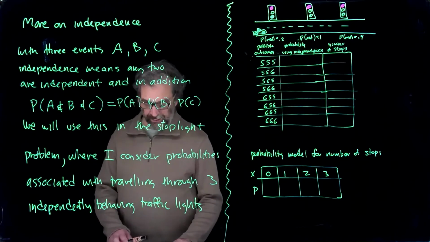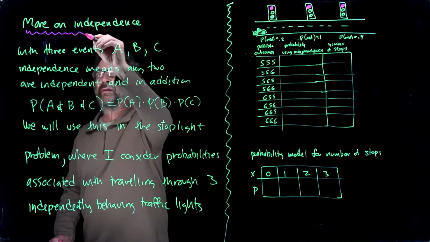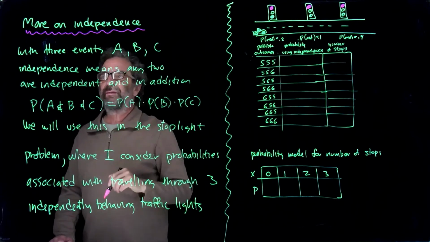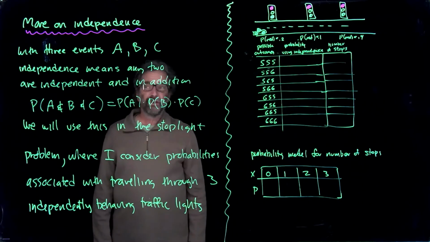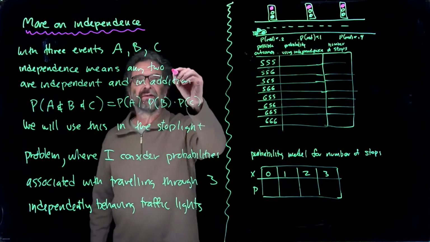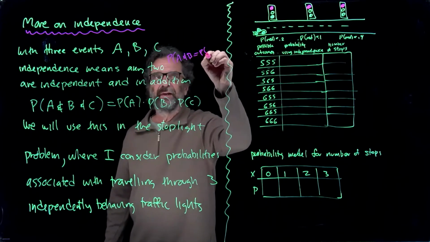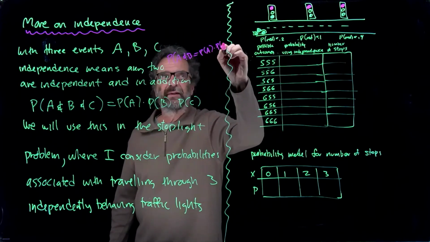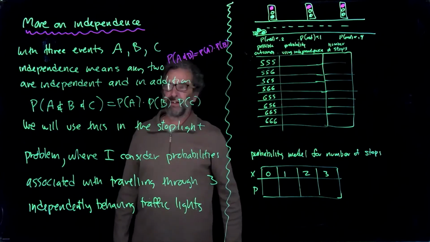So we're looking at another example of independence where we have more than two events. With three events, say A, B, and C, independence means that any two are independent. So that would say the probability of A and B is the probability of A times the probability of B, like that. Which might be called pairwise independence.